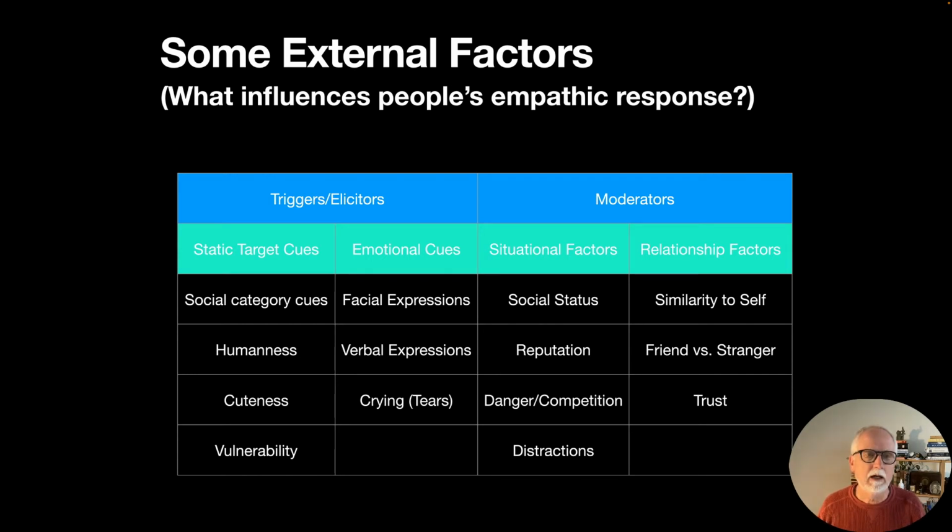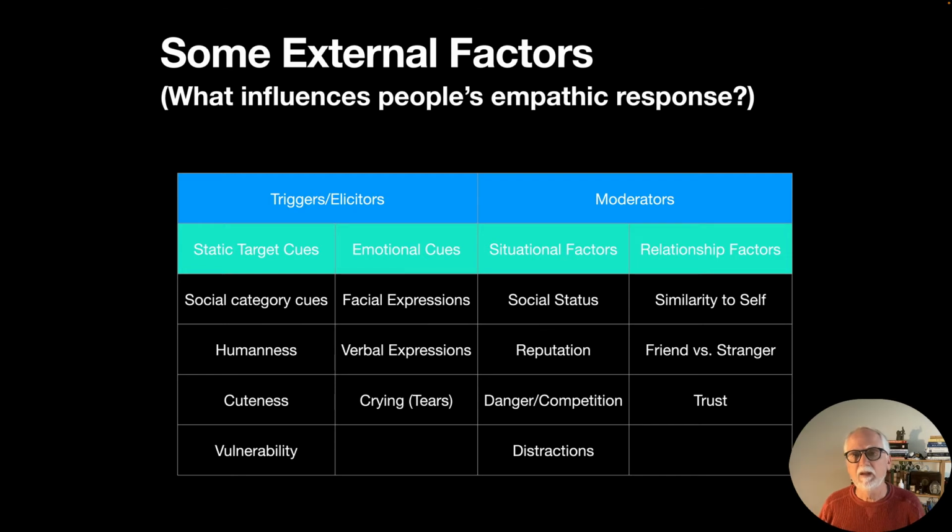How human they are, how cute they are, how vulnerable that individual is to some harm. And then their emotional cues, their facial expressions, their verbal expressions. Are they crying out? Are they making tears on their face? These are all triggers or elicitors that could cause us to possibly feel empathy. On the right, moderators are things that could influence our general response as well, and these are, again, external.